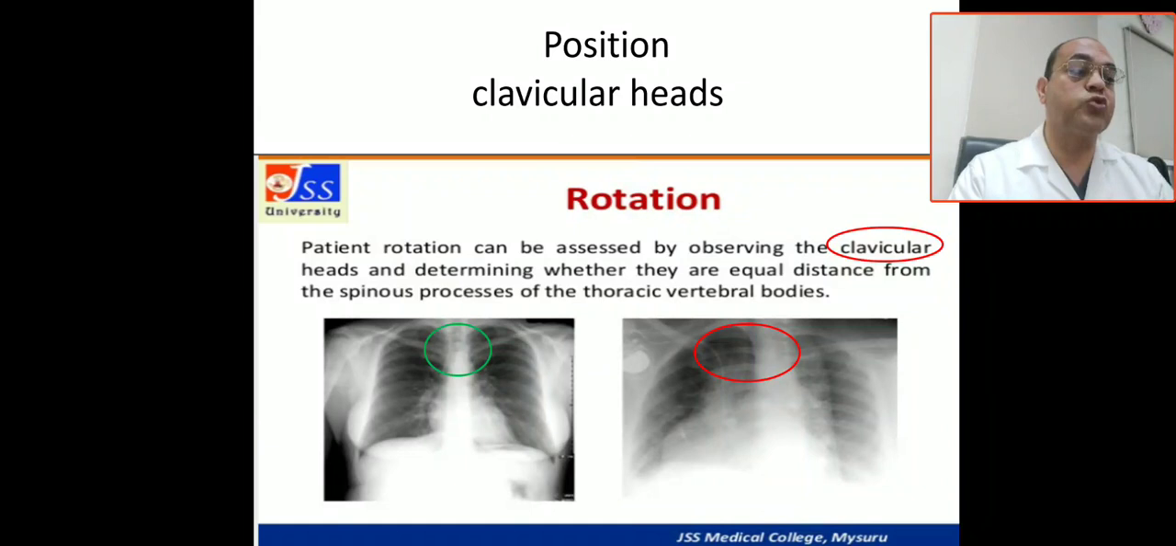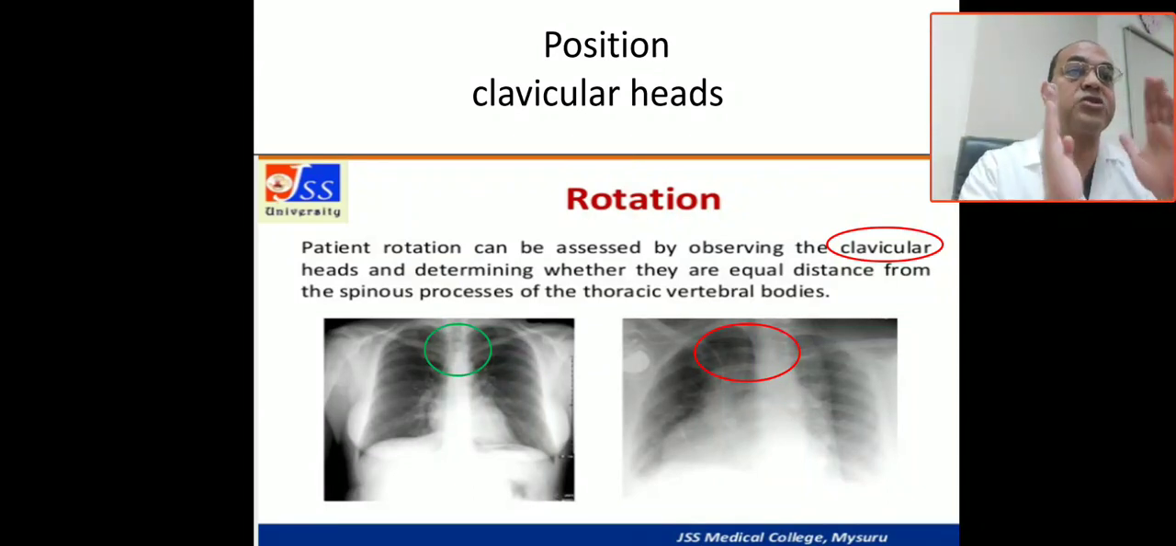For the position, how do we comment about the position or rotation? By the clavicular heads. If the distances between the clavicular heads and the spine are equal, this patient is in proper position. As I mentioned here in green, this is proper position because both clavicular heads are equal compared to the spine. The other X-ray, marked in red, means the patient is not centralized and not in proper position.